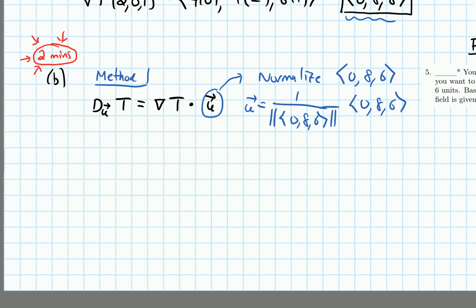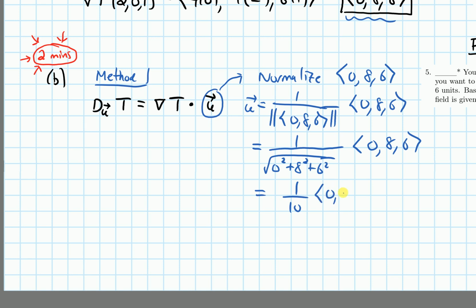So let's simplify. Using our formula for length, this is 1 over the square root of 0 squared plus 8 squared plus 6 squared times that vector, 0, 8, 6. So the denominator of this fraction ends up being 10. So we get 1/10 times 0, 8, 6. And now we can distribute in the 1/10, and that'll give us 0, 4/5, 3/5. So that's u. That's this unit vector.